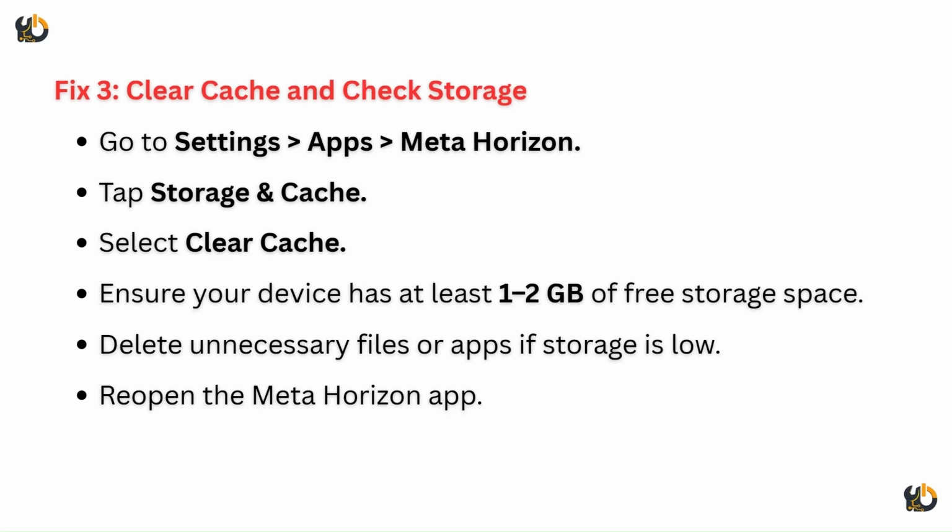Fix 3. Clear cache and check storage. Go to Settings, then Apps, then Meta Horizon. Tap Storage and Cache. Select Clear Cache. Ensure your device has at least 1 to 2 GB of free storage space. Delete unnecessary files or apps if storage is low. Reopen the Meta Horizon app.